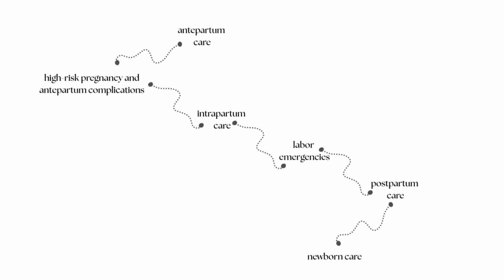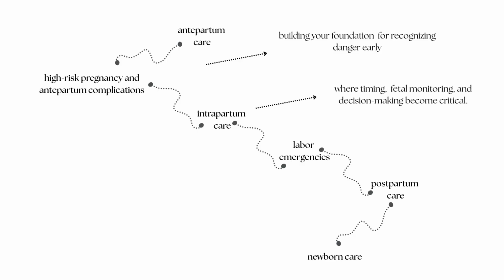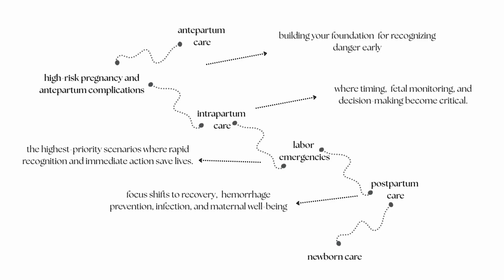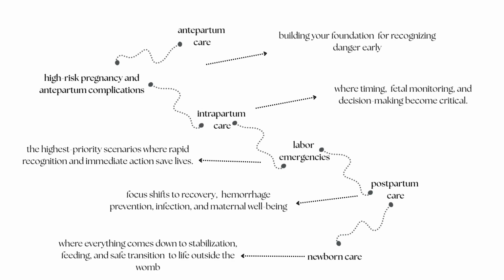Let's quickly zoom out and connect everything we've covered. We started with antepartum care and then high-risk pregnancy and antepartum complications, building your foundation for recognizing danger early. Then moved into intrapartum care, where timing, fetal monitoring, and decision-making become critical. From there, we stepped into labor emergencies, the highest priority scenarios where rapid recognition and immediate action save lives. Then postpartum care, where your focus shifts to recovery, hemorrhage prevention, infection, and maternal well-being. And finally, newborn care, where everything comes down to stabilization, feeding, and safe transition to life outside the womb.